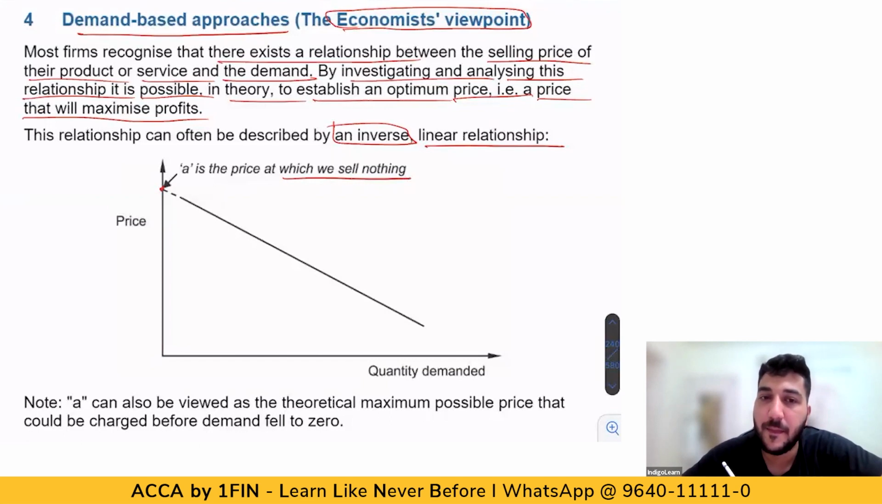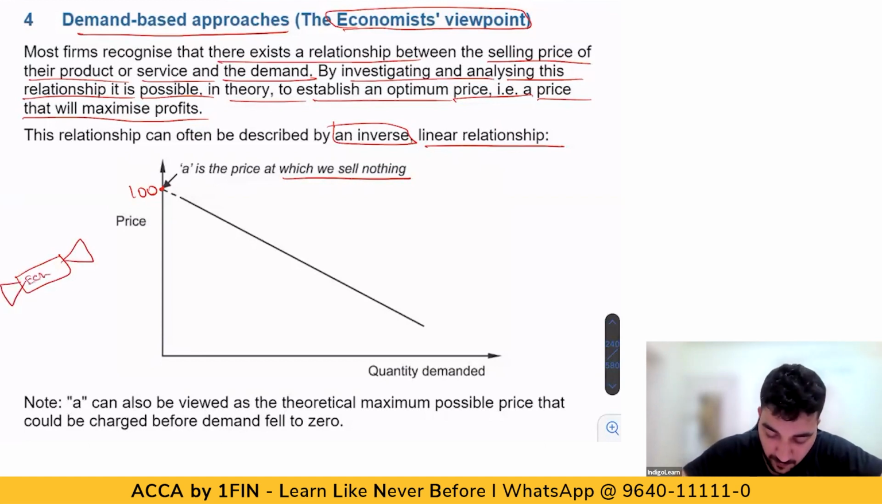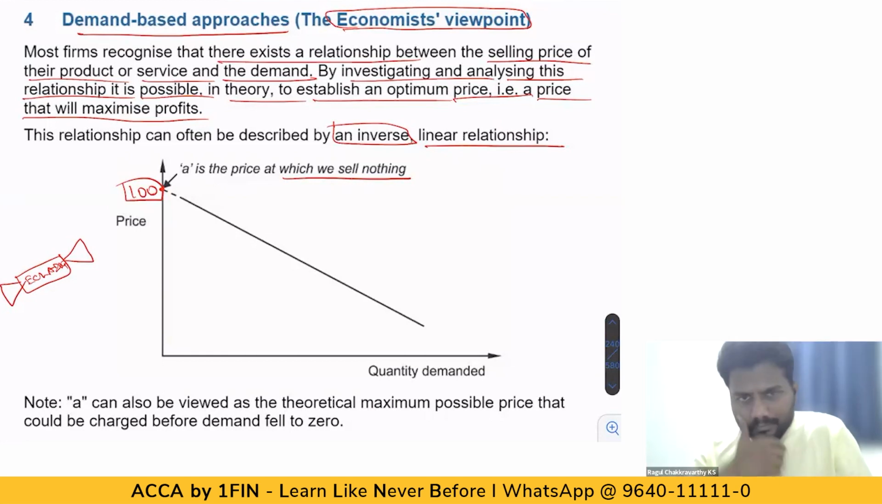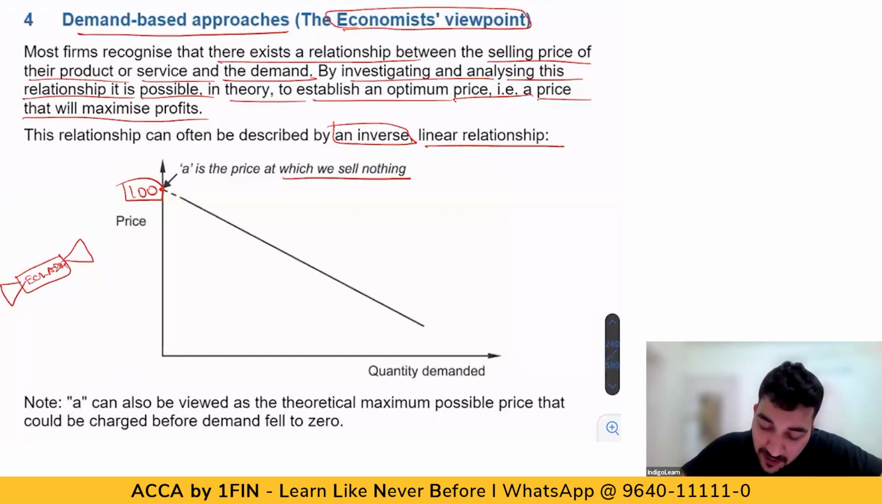So what happens here is, in this curve you can see, A is the price at which we sell nothing. Which means if you price it here, let us say this is 100 rupees, and imagine this is a small eclairs chocolate, and for that you have kept 100 rupees. Will anybody buy? No. Nobody will ever buy this chocolate at 100 rupees. But if you reduce the price, the quantity will be this much.